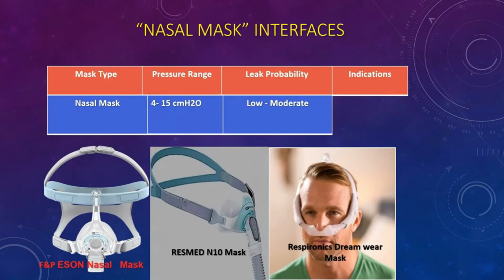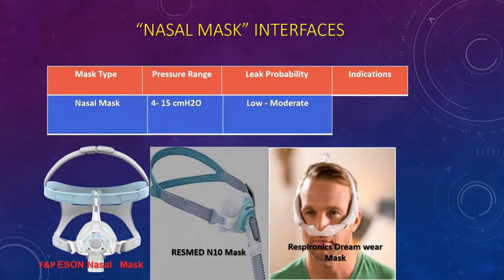The next mask type interface is called the nasal mask. It simply fits over the nose and is held in place by straps. This is the first manufactured mask that was produced in the early 1980s after Colin Sullivan had invented the CPAP unit. There was only one mask at the time, and it was the nasal mask, and it came in small, medium, and large. There were no other types of masks available, so this is all the patient could get.